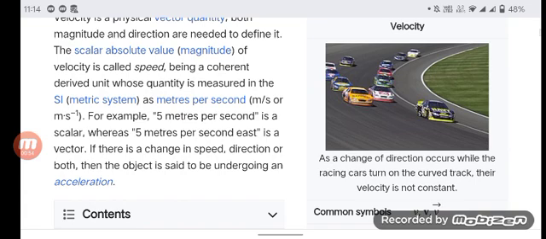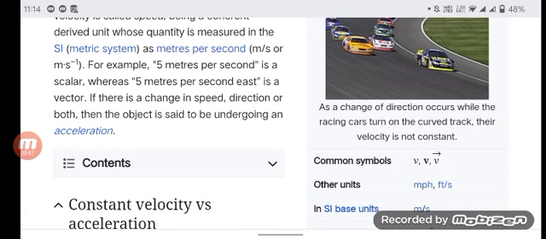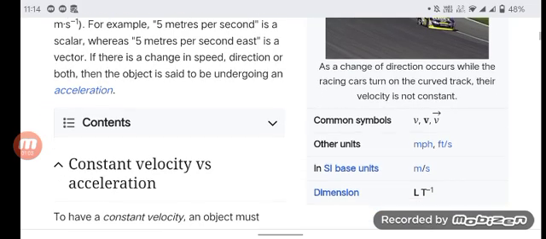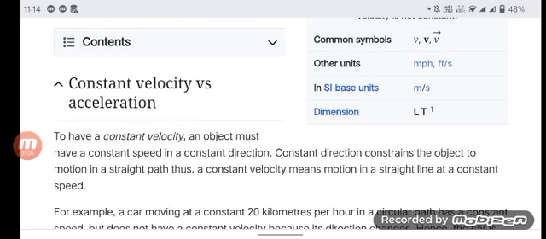For example, 5 meters per second is a scalar, whereas 5 meters per second east is a vector. If there is a change in speed, direction, or both, then the object is said to be undergoing an acceleration, and does not have a constant velocity.